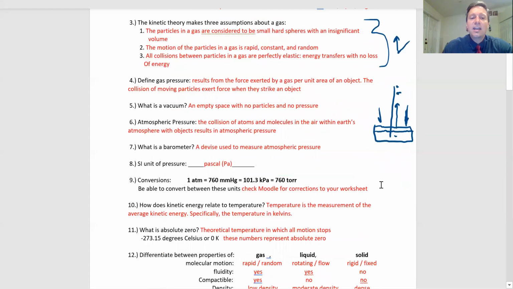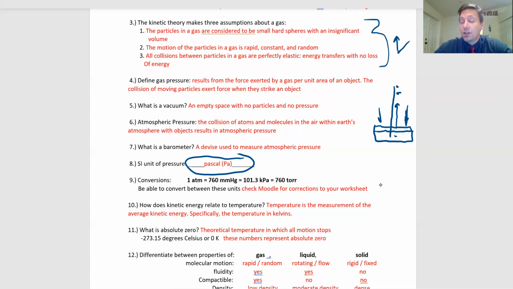Number 8, the SI unit of measurement for pressure is the pascal. That's really important, ladies and gentlemen. Please make sure you write that down. It's not kilopascals. It's not atmospheres. It's pascals. The units that we will use in dealing with gas pressure aren't pascals. It's kilopascals and atmospheres. Those are the two most common ones.